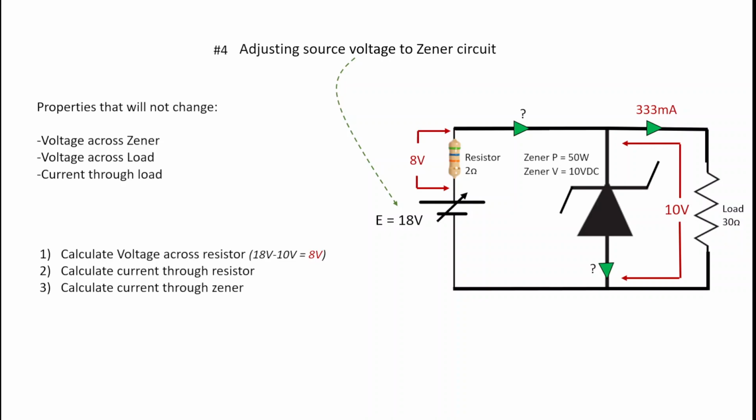Now what about the current through the resistor? Well, that's just Ohm's law. I now have 8 volts and 2 ohms. So 8 divided by 2, that should give me 4 amps. And then we can see here, there's the 4 amps flowing. Now Kirchhoff's current law. How much current's flowing through the Zener? 4 minus 333 milliamps, that gives me 3.667 amps.